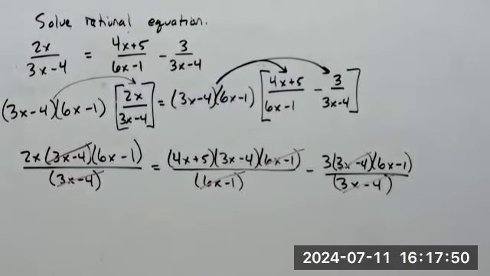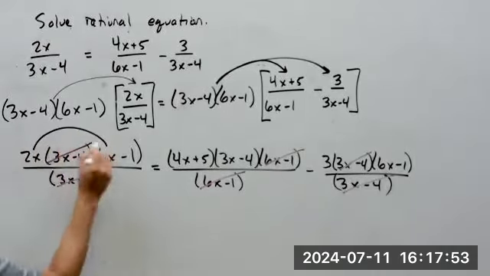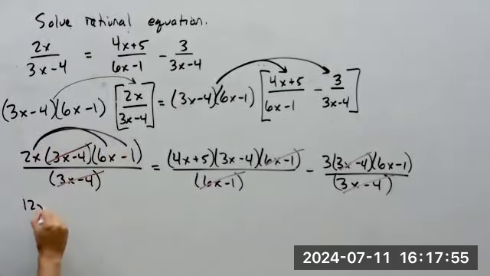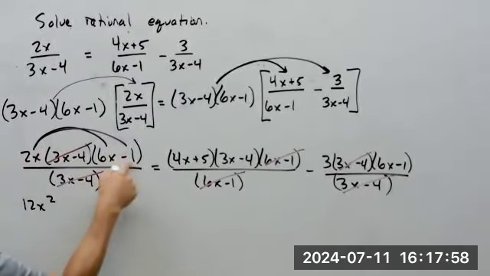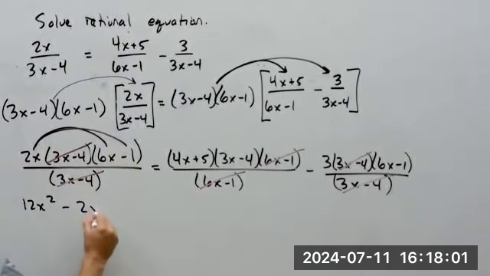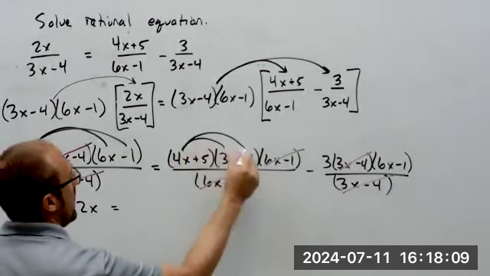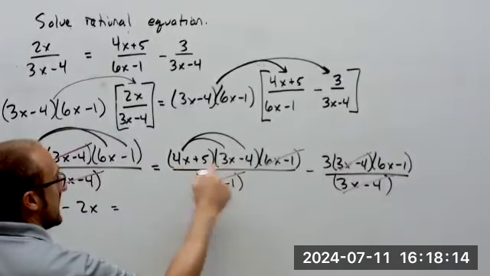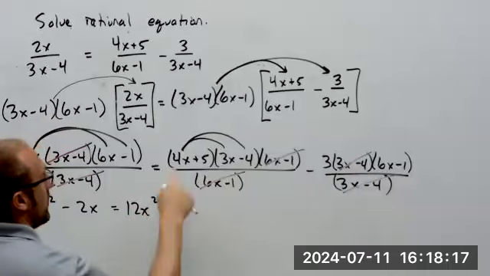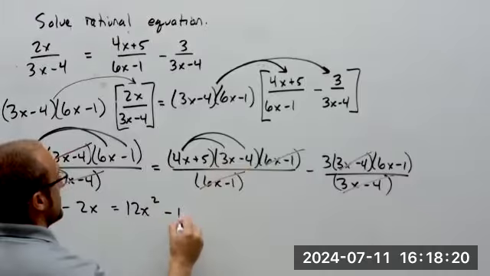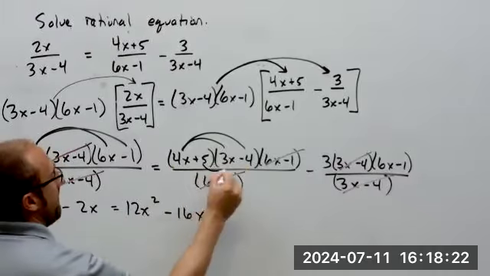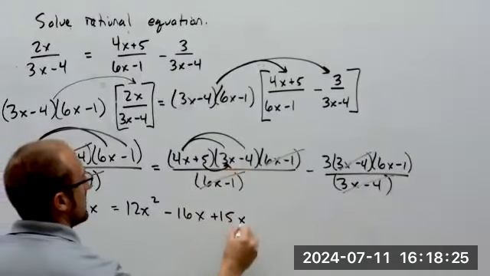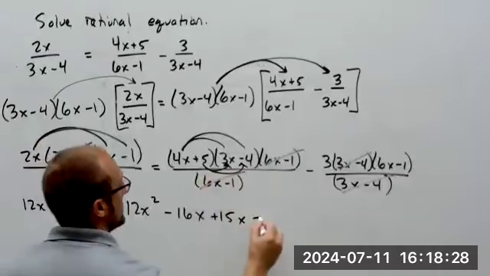Now we want to go through and we want to multiply. So now we're just left with 2x times 6x. That's going to be 12x squared. 2x times negative 1 is negative 2 is equal to, and we notice all the division is gone. Really nice. Here we've got to distribute or FOIL, however you want to call this one. So 4x times 3x is 12x squared. And then we have 4x times negative 4 is negative 16x. And here we have 5 times 3x, that's 15x. And 5 times negative 4 is negative 20.